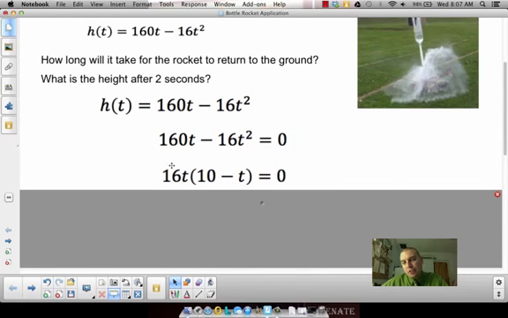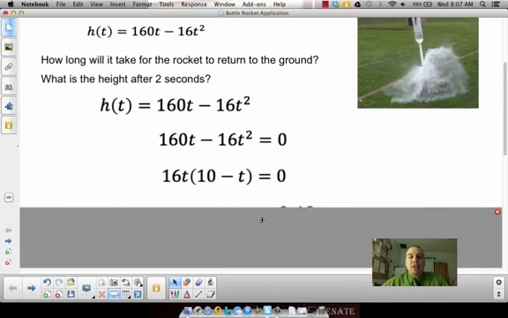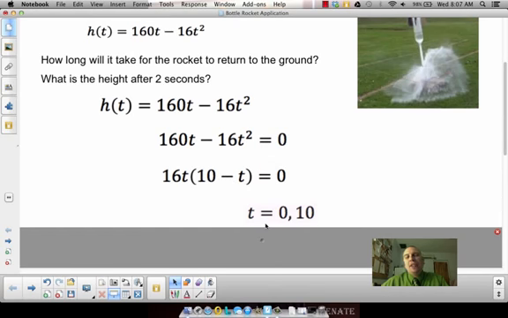Now I got to think about this. All right, so here, again, what value for t on the outside here will make this whole thing equal 0? 16 times what will equal 0? 0. 16 times 0, anything times 0, is going to give me 0. So that's the first value. And then what about in here? What value of t would make the expression in the parentheses equal 0? 10.